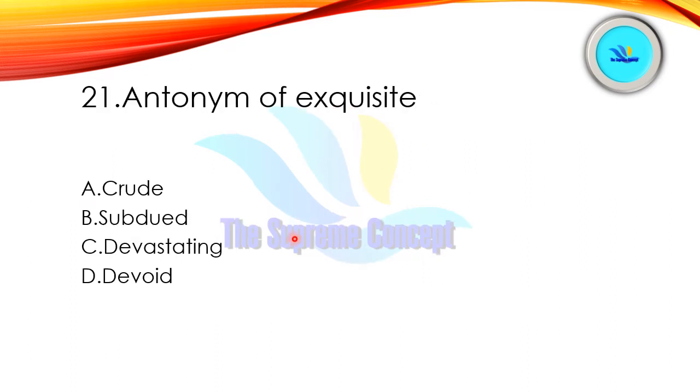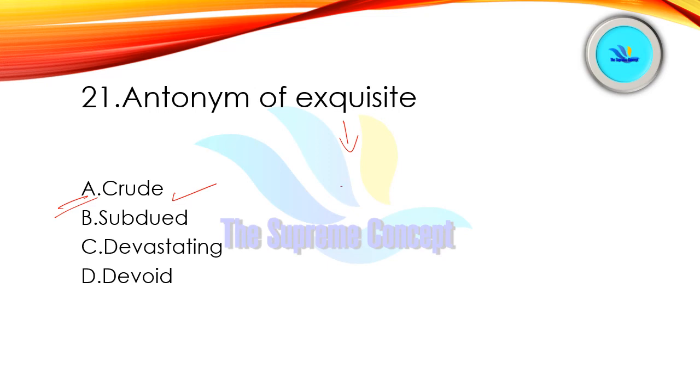This is the antonym path. We need to find out the antonym of the word exquisite. So here are the four options: crude, subdued, devastating, devoid. Option number A is correct here. Crude.